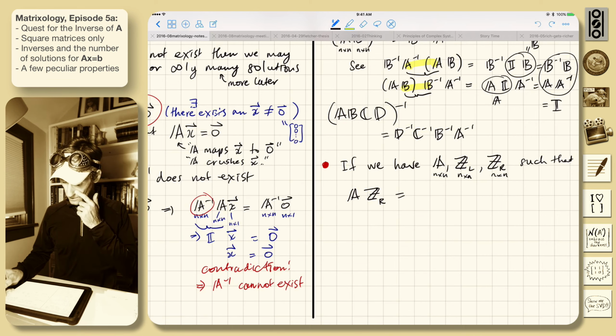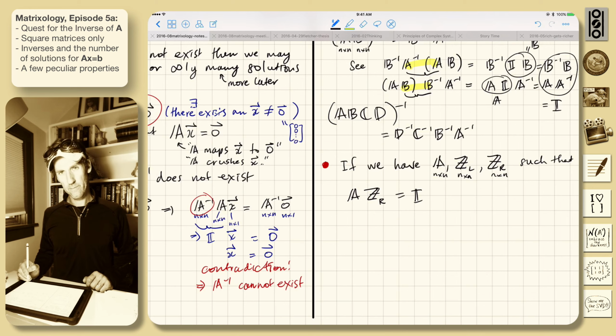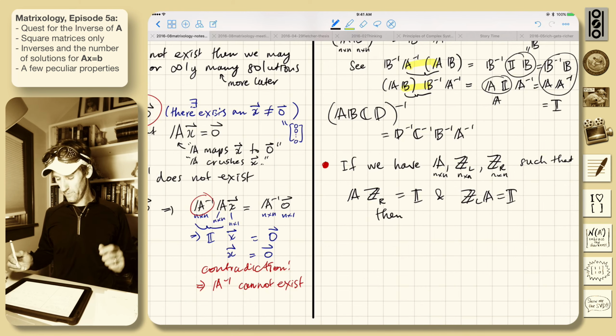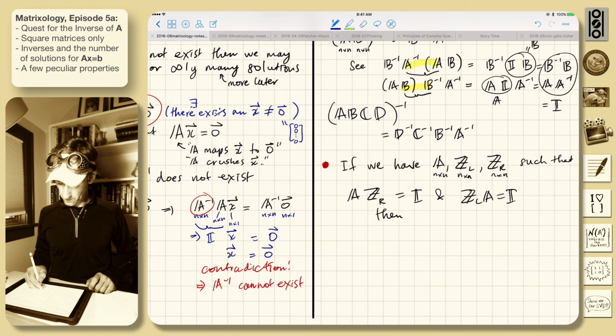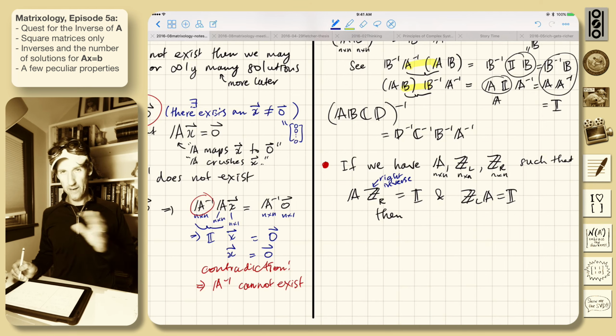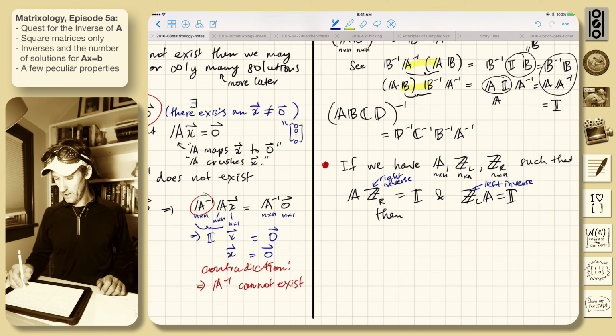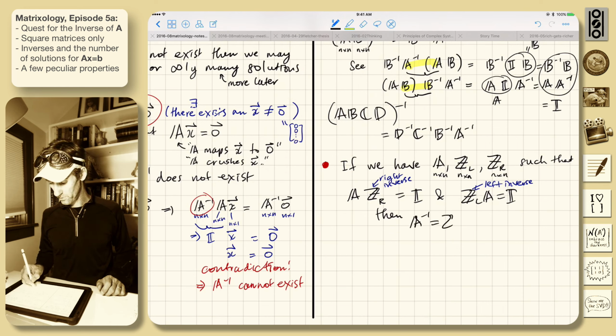So if this is equal to the identity, and Z left times A is equal to the identity, then the word would be, it's a right inverse. So let's say we have a right inverse, it undoes, right, because the multiplications are different, and we have a left inverse, then they have to be the same matrix. Then the inverse matrix has to be equal to both of them. There has to be an inverse, and it has to be both.